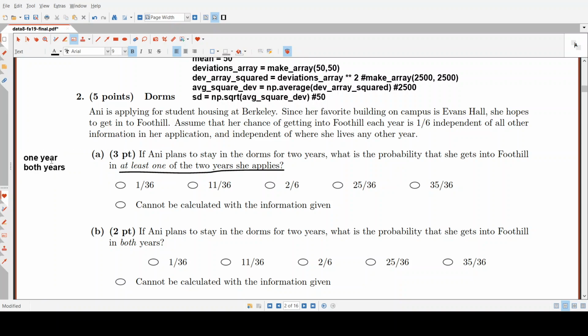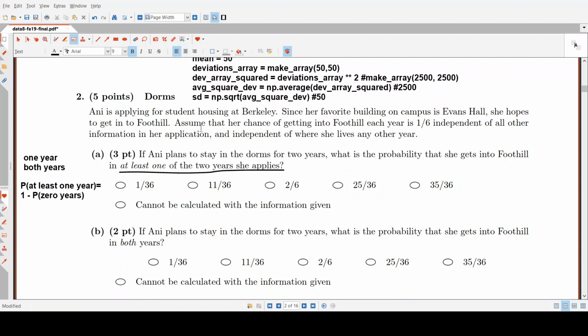So it is possible to calculate both of these probabilities and add them up, but that's not the easiest way to do this. The better way is to recognize that the opposite of getting in at least one of 2 years is not getting in at all, so getting in for 0 years. So we want to calculate the probability that she gets in for 0 years and then subtract that from 1. So probability of at least 1 year equals 1 minus probability of 0 years.